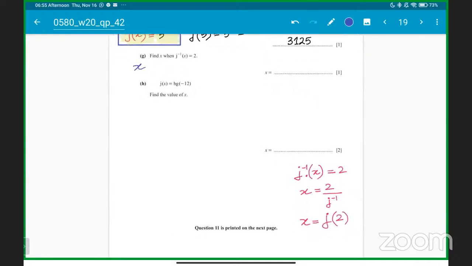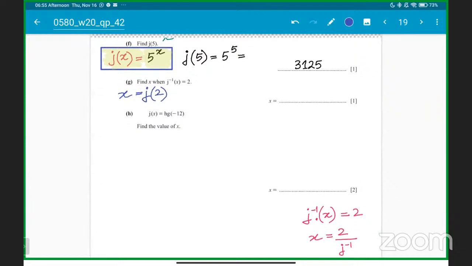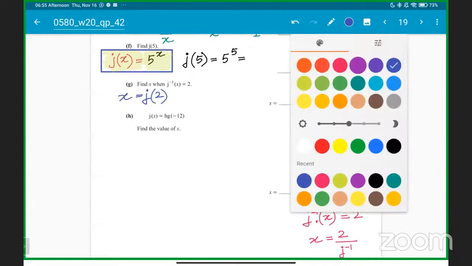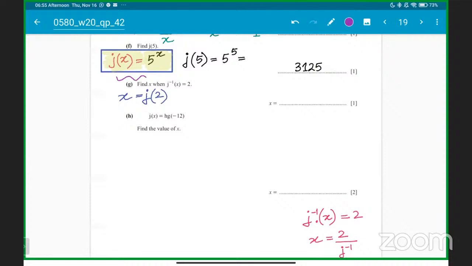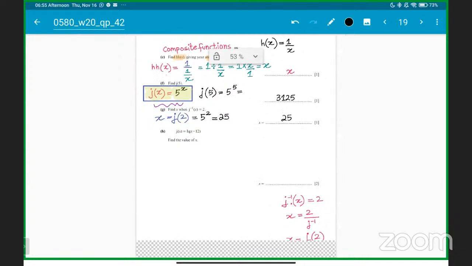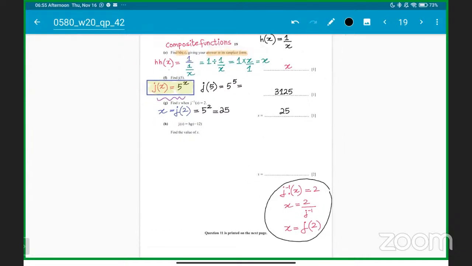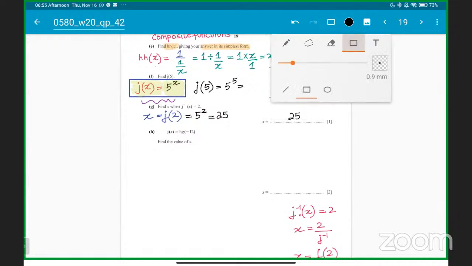You are going to say that the x value is going to be in the function, you put just the value of x as 2. You put the value of it as j2 in the function, and here we go, we are going to get the answer. J2 will be 5 power 2, so the x value is 25, and 25 is the answer. Following everyone? Guys, getting it? Make sure to copy this down as well. This will come in more questions as well, so you'll get better at it.